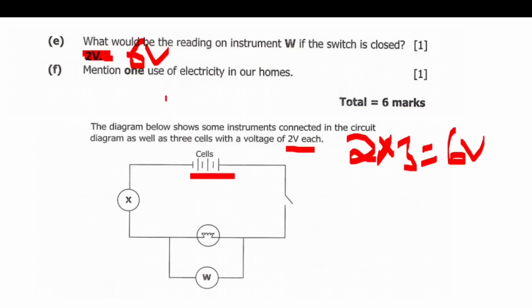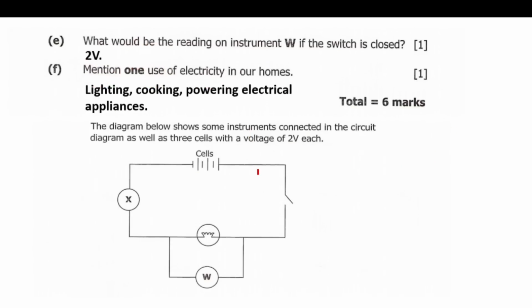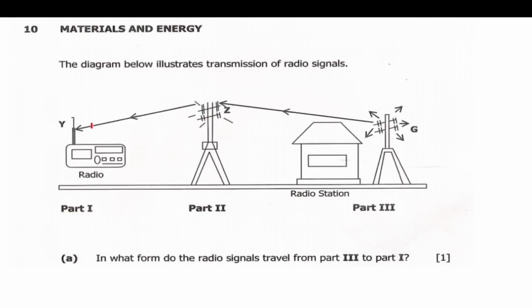Then mention one use of electricity in homes. So it is used in lighting. You could have said lighting, cooking, powering electrical appliances. Then let's go to the last question, materials and energy. The diagram below illustrates transmission of radio signals.